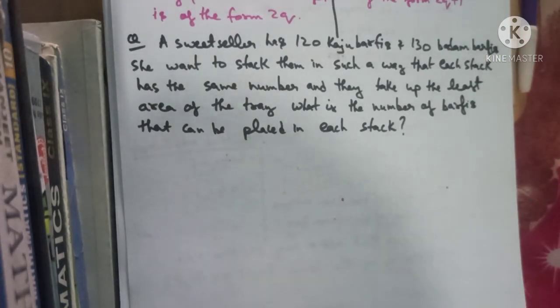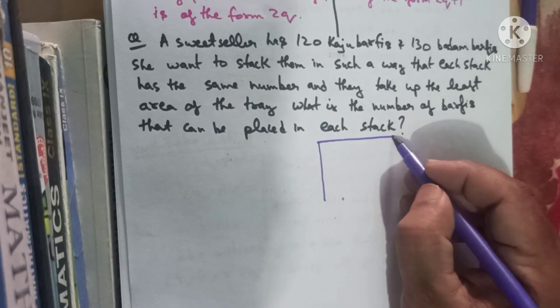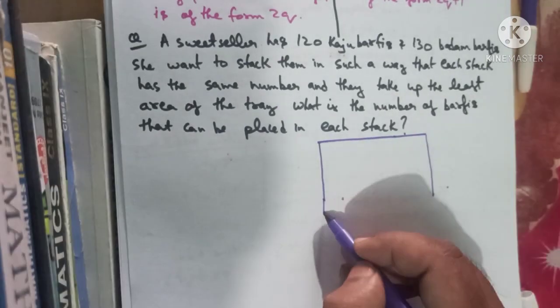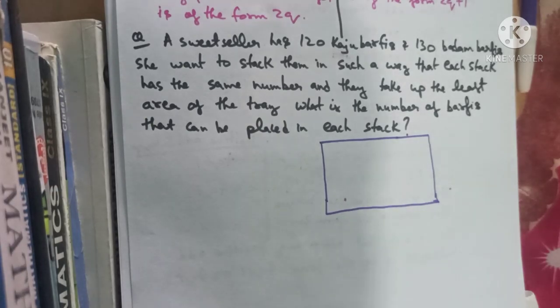Okay, now in this question it is given that a sweet seller has 2 types of barfis, Kaju barfi and Badam barfi. 120 Kaju barfi are there and 130 Badam barfi are there. So she wants to stack them in such a way that each stack has the same number.